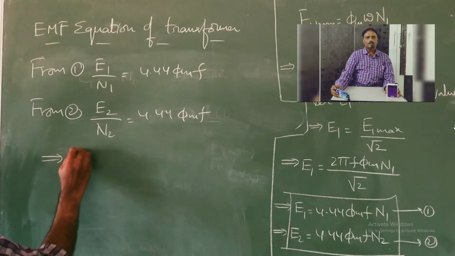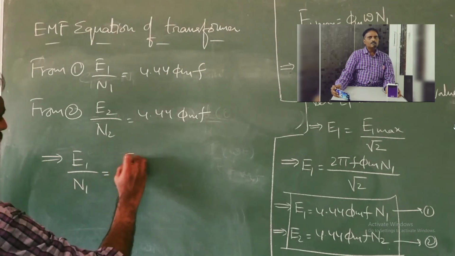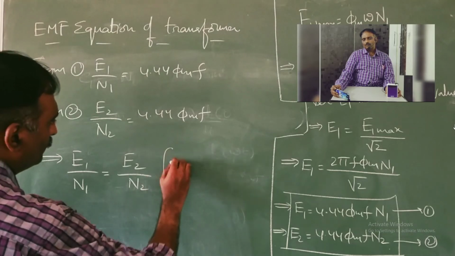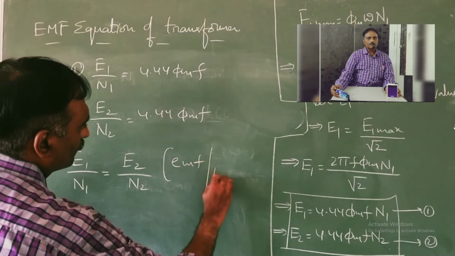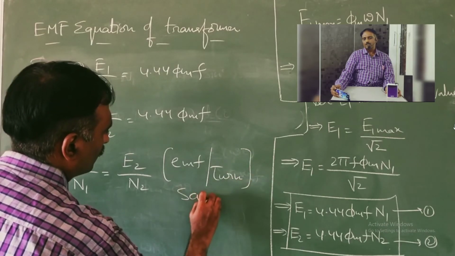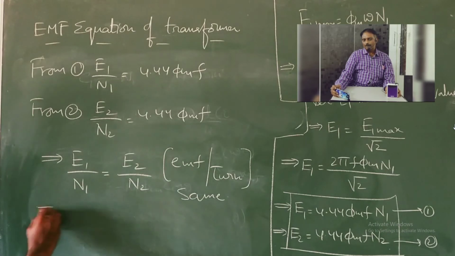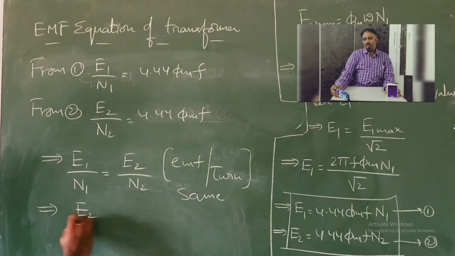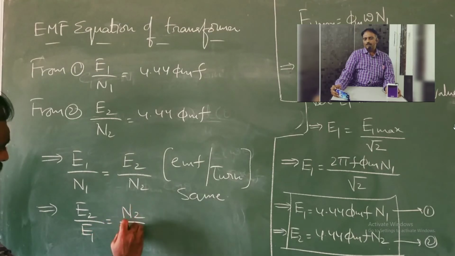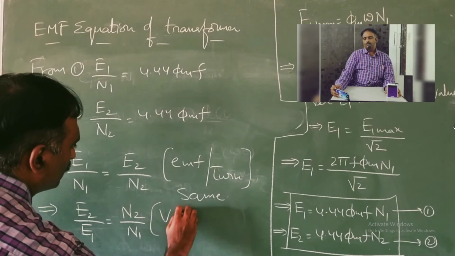What is E1 by n1 or E2 by n2? The EMF per turn on primary and secondary. So E1 by n1 refers to EMF per turn on the primary side. Similarly, E2 by n2 refers to the EMF per turn on the secondary side. These two will be the same. This is the principle of transformer action. And if you consider the E2 by E1 ratio here, we get E2 by E1 is equal to N2 by N1, which is known as the voltage ratio of a transformer.